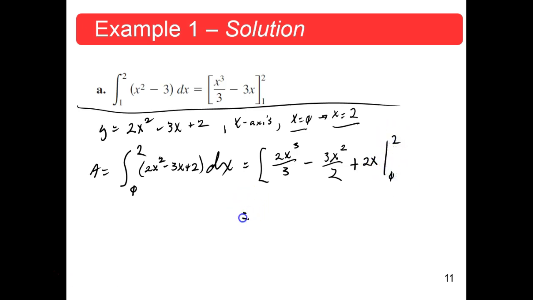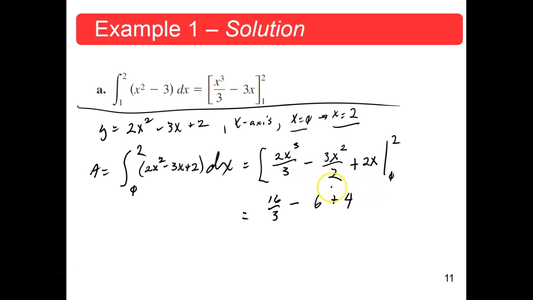So what we're going to do is plug in the 2 first. It's the upper one. What's 2 cubed? 8 times 2 is 16 thirds, minus 2 squared is 4 times 3 is 12 over 2 is 6. Plus 2 times 2 is 4. And I'll do the minuses: 0 minus 0 minus 0. I did that part because it was hard.